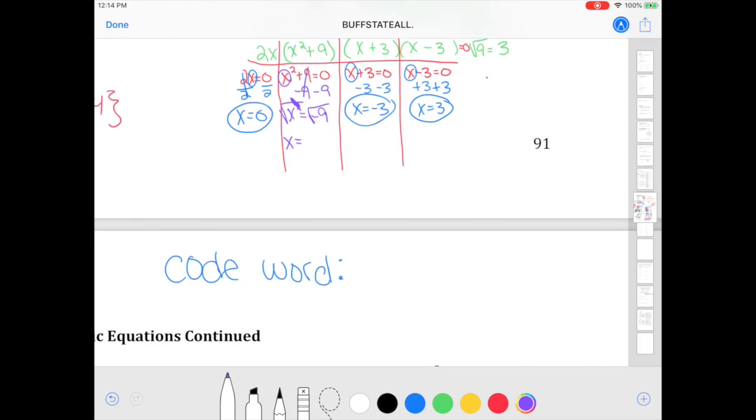That doesn't mean there's not an answer. It means there's not a real answer. The way that this would be written is 3i. Remember those imaginary numbers I told you we wouldn't be worrying about? Okay, you're not going to worry about it, so don't worry.